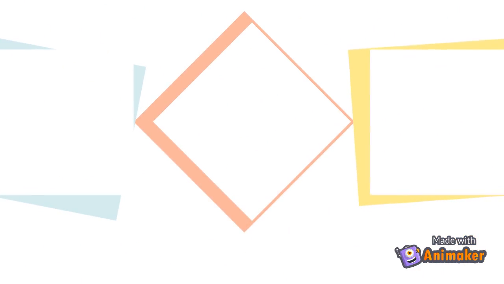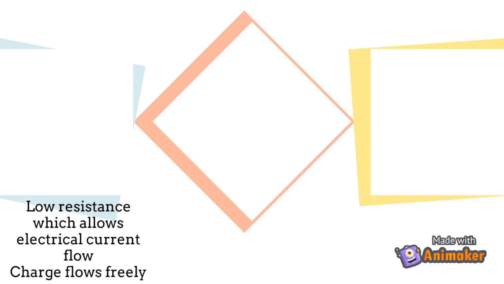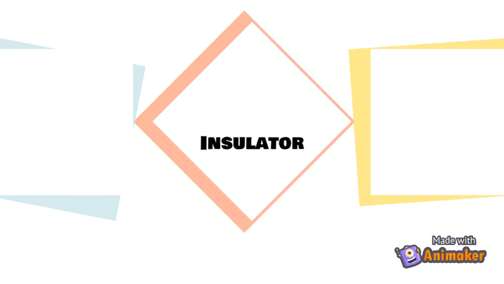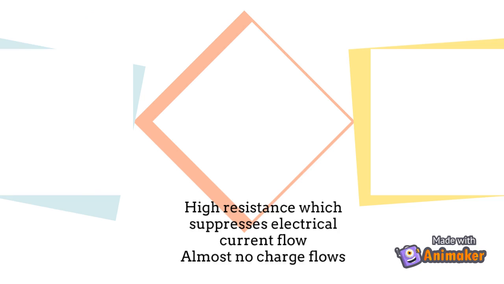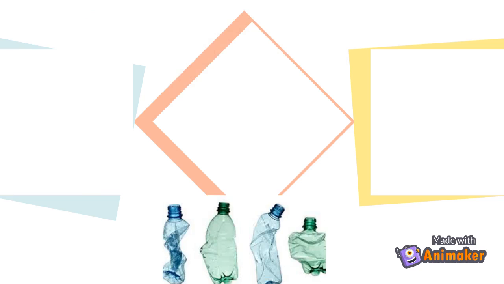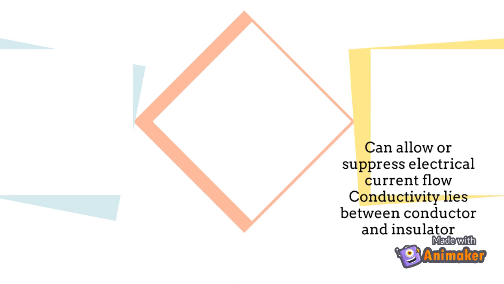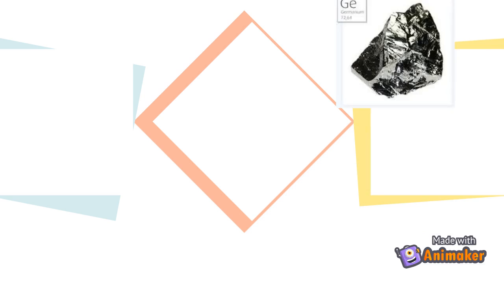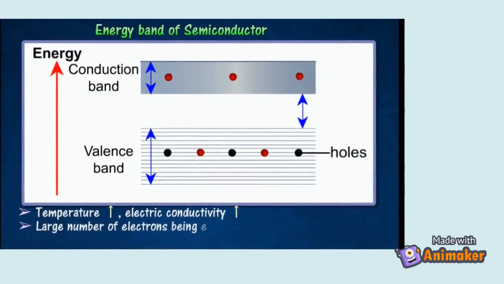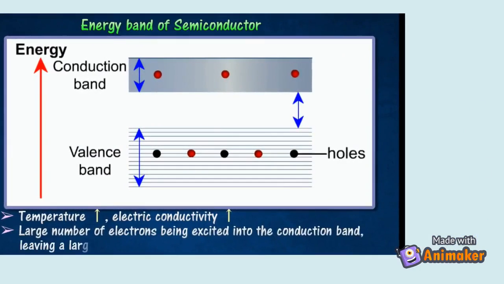Next is material classification. There are 3 types of materials. First is conductor: low resistance, which allows electrical current to flow. Charge flows freely. Examples are gold and copper. Second is insulator: high resistance, which suppresses electrical current flow. Almost no charge flows, such as ceramic and plastic. Third is semiconductor: can allow or suppress electrical current flow. Conductivity lies between conductor and insulator. Examples are silicon and germanium. A larger number of electrons are excited into the conduction band, leaving a larger number of holes in the valence band.